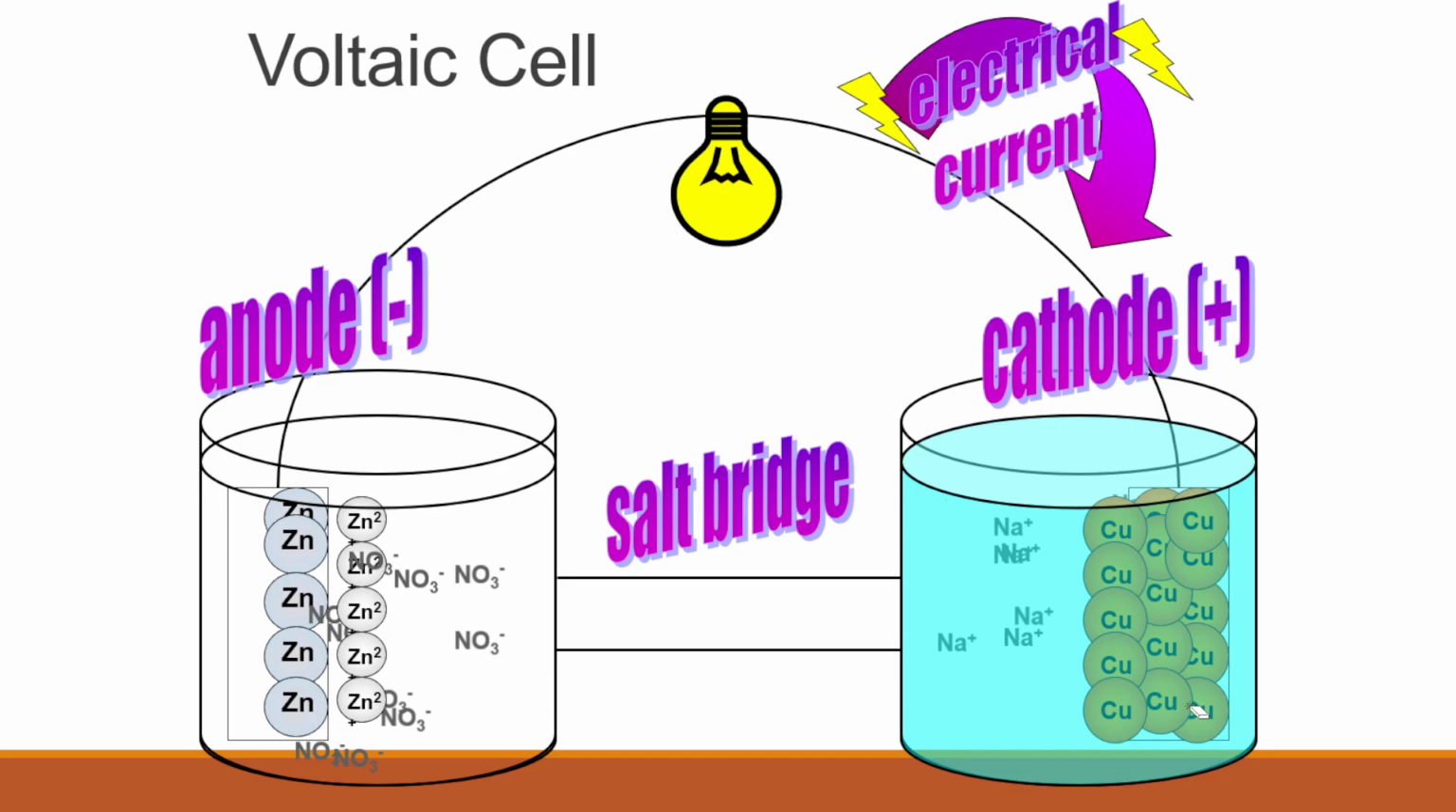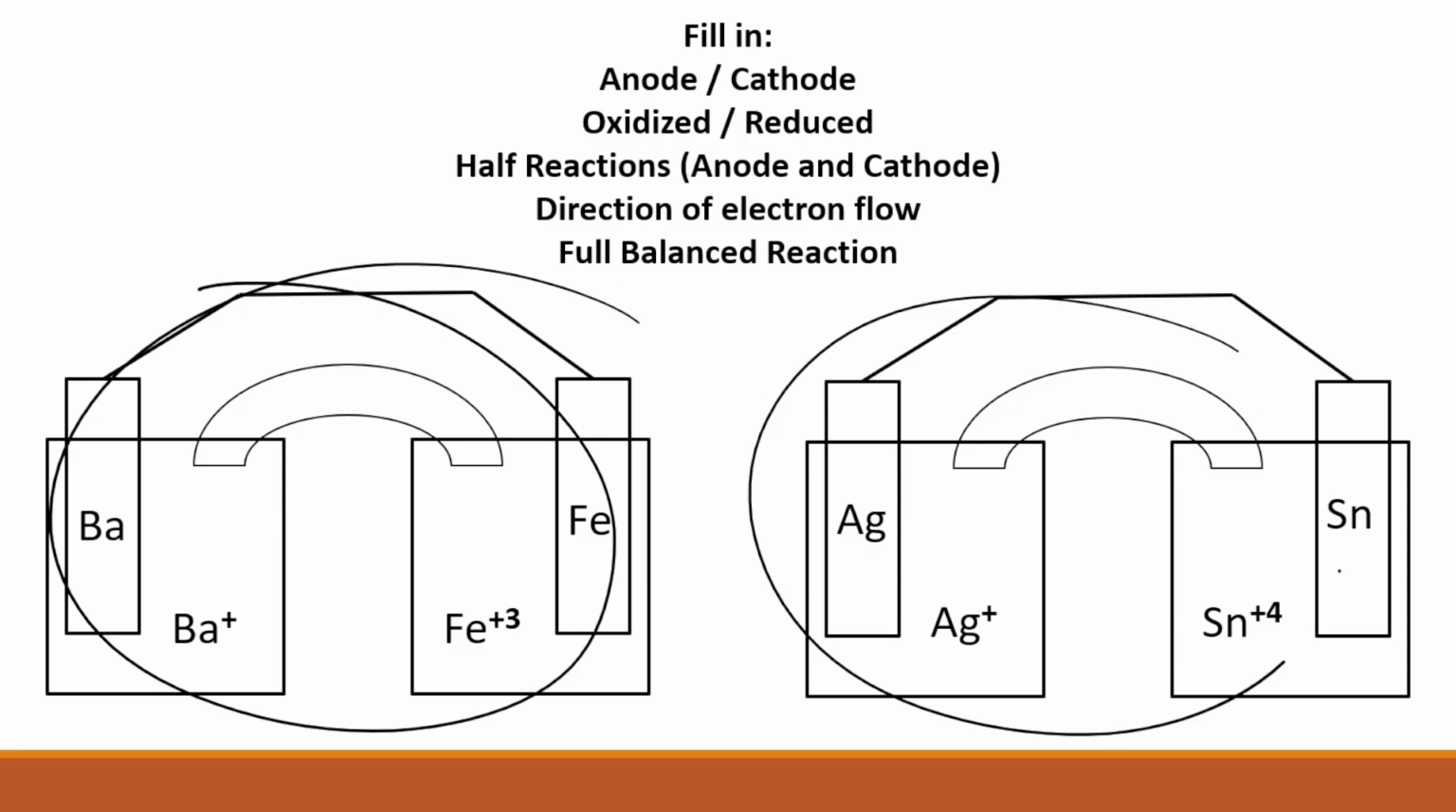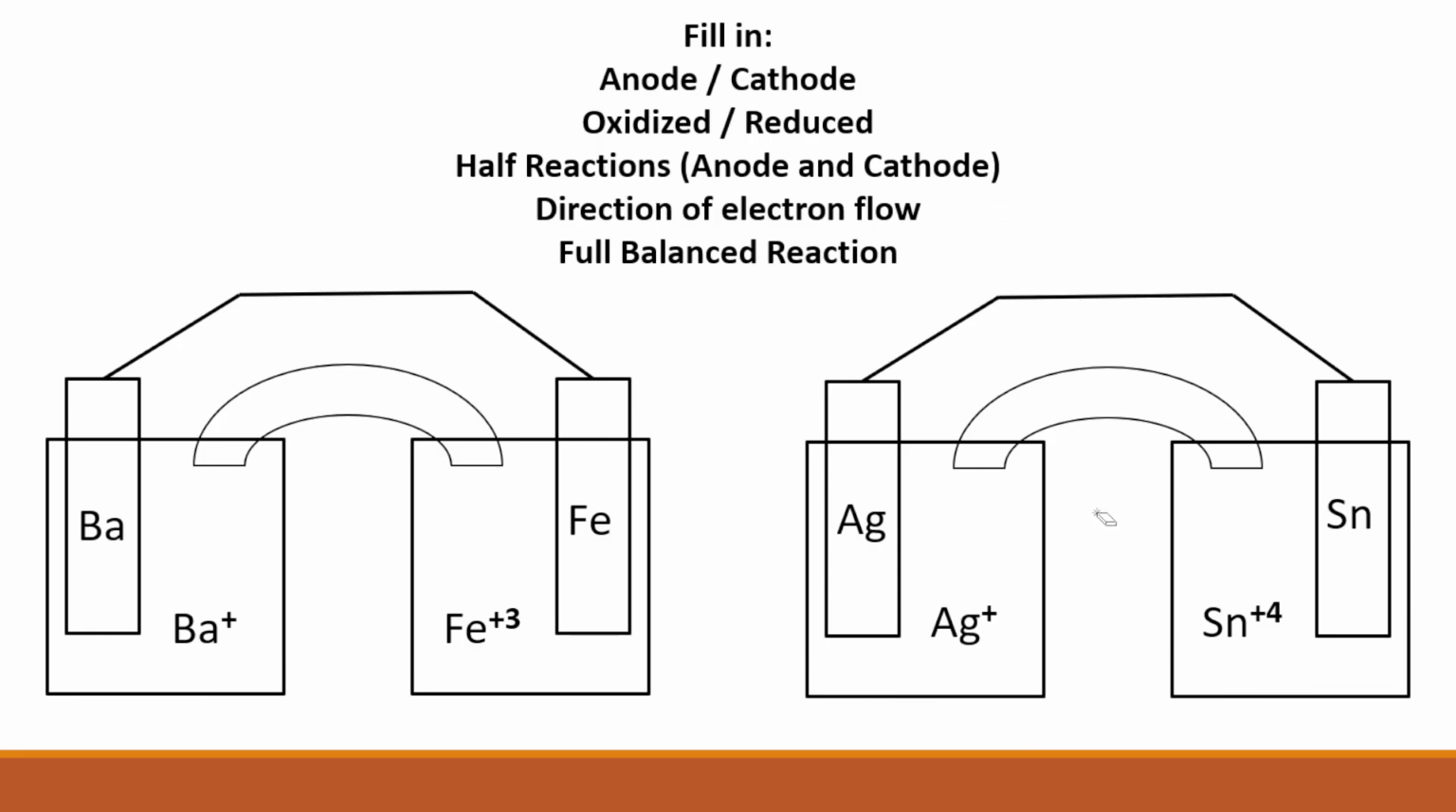Let's do a little bit of practice. Here we have very basic models of 2 different Voltaic cells. One over here and one over here. I want you to take a look and see if you can fill in each of these labels. Which one's the anode? Which one's the cathode? Which one is oxidized? Which one is reduced? What is the half reaction for each of them? Where are the electrons going? And what is the full balanced reaction?